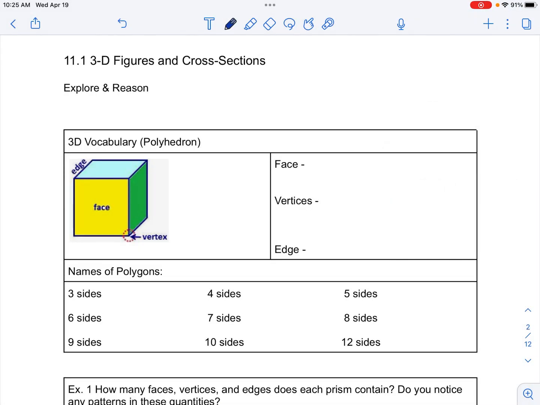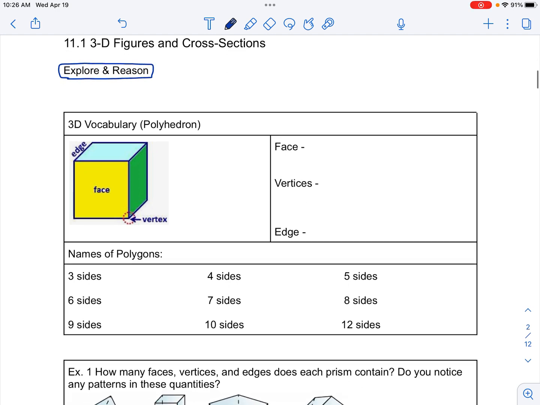Okay, so we are starting Unit 11. This is our 2D and 3D shapes. 3D figures is really what we're going to focus on. The Explore and Reason talks about what is a cross-section, so I'm going to go into details on that a little bit later, but you can always view the Explore and Reason on your ebook. It'll be located in your module.